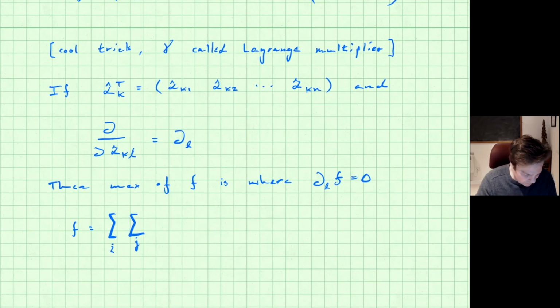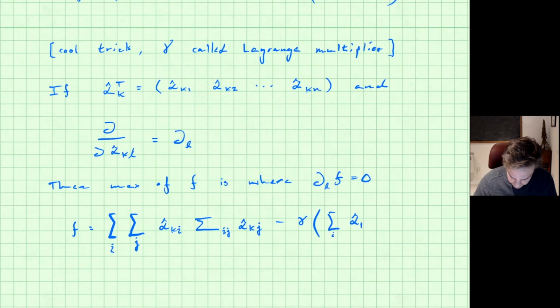And I hope it's clear from context what is the range of these sums. Alpha hat ki, and then row i, column j of the matrix sigma, all right? That's not a sum, times alpha hat kj, minus gamma and another sum. Probably should use a different letter here than i, so you don't get it mixed up with the earlier one. Alpha hat ki, alpha hat ki, minus 1.